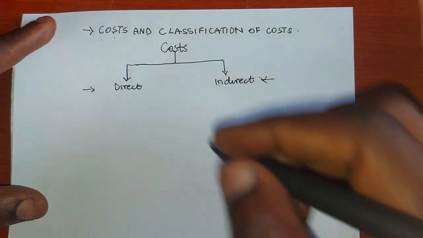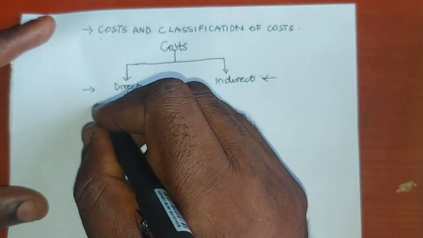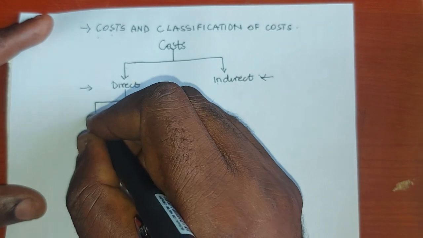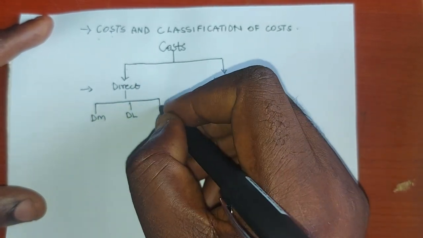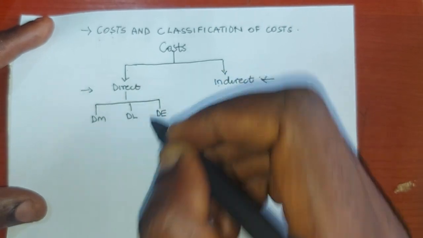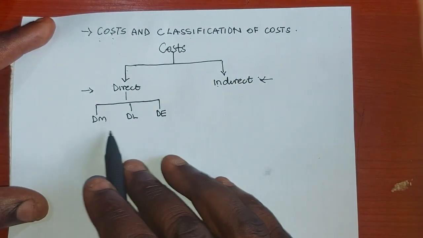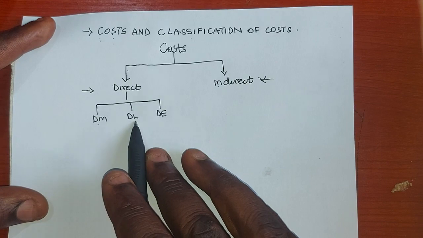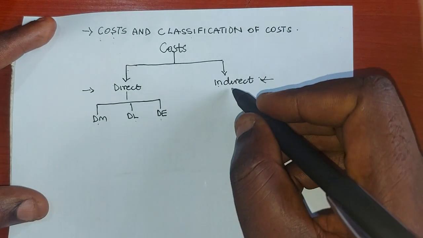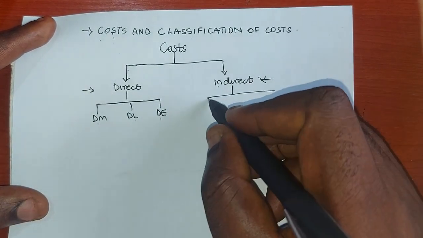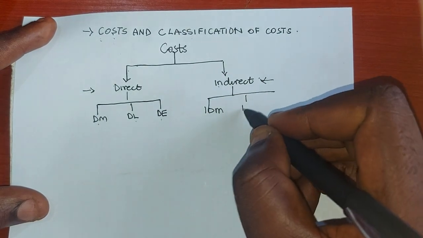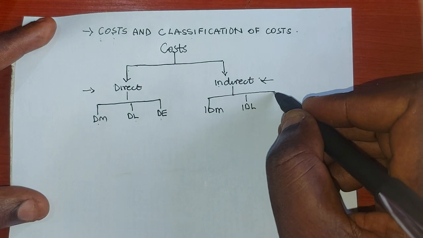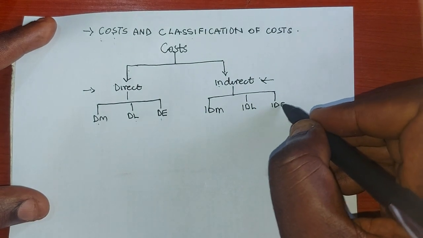All right. Now, the direct costs, according to elements, can be direct material, direct labor, and direct expenses. So these are the three elements of cost: material, labor, and expenses. We also have indirect material, indirect labor, indirect expenses.